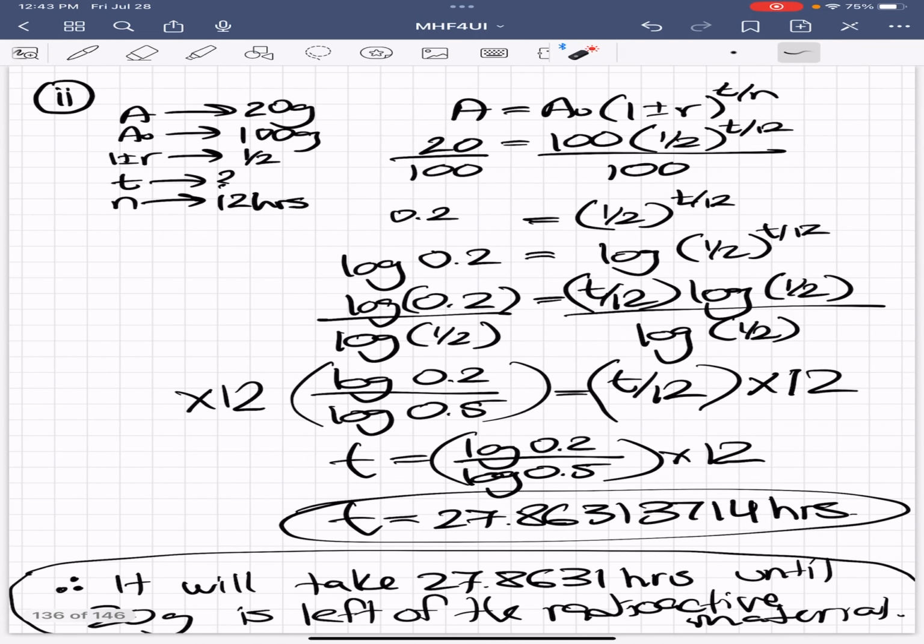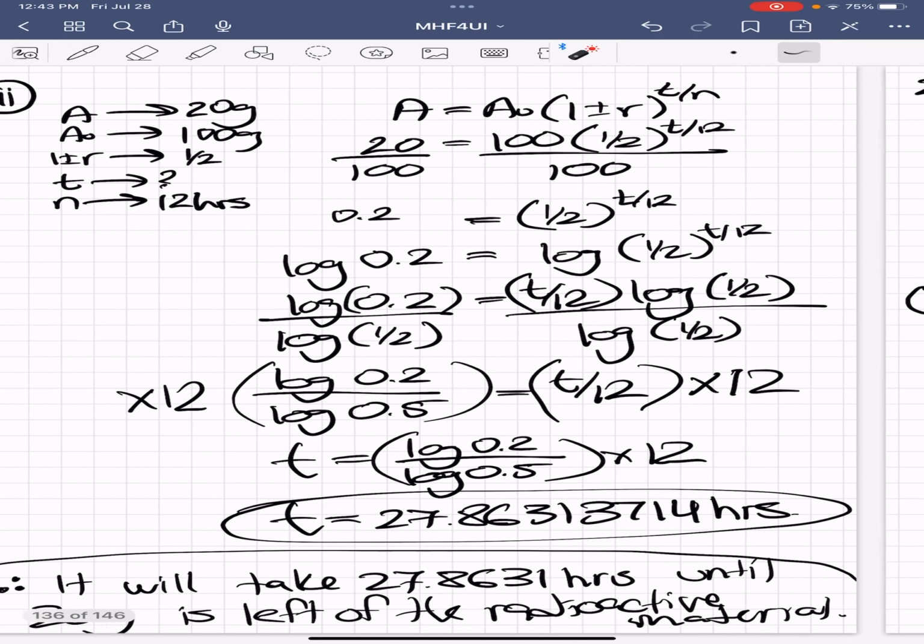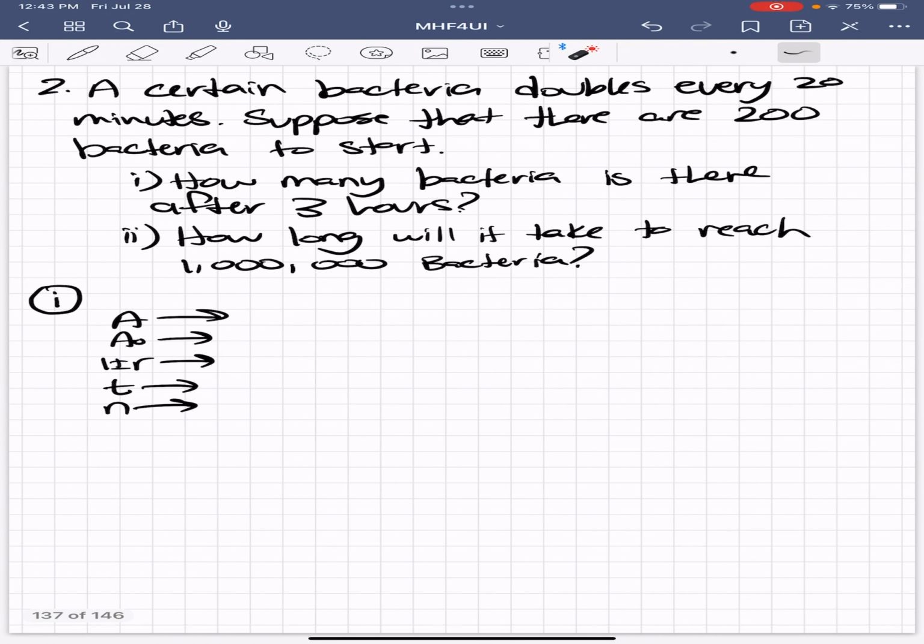Hopefully you had time to write all that down, and we're going to move on. A certain bacteria doubles every 20 minutes. Suppose that there are 200 bacteria to start. So we have doubles. Doubling period is every 20 minutes. So 1 plus minus r is going to be 2.